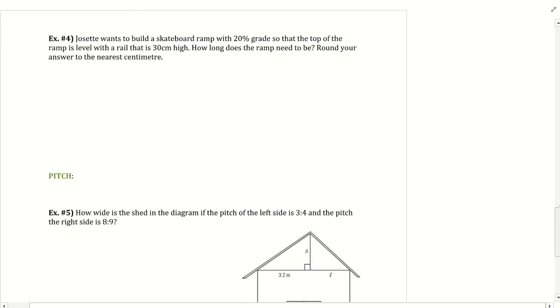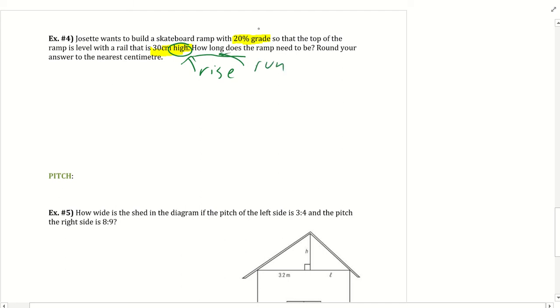Okay, so again, Josette wants to build a skateboard ramp with 20% grade so that the top of the ramp is level with the rail at 30 centimeters high. So we have 20% grade, 30 centimeters high. How long is the ramp? When I look at high, I'm thinking that's got to be my rise, my vertical. And when I look at the word long, that should help me figure out that's my run.